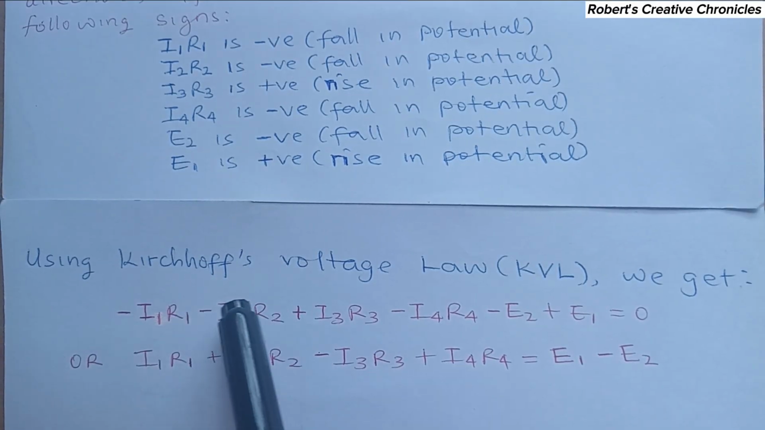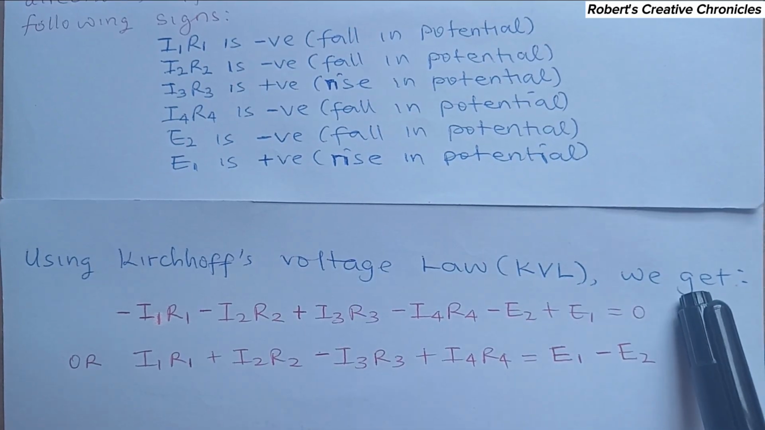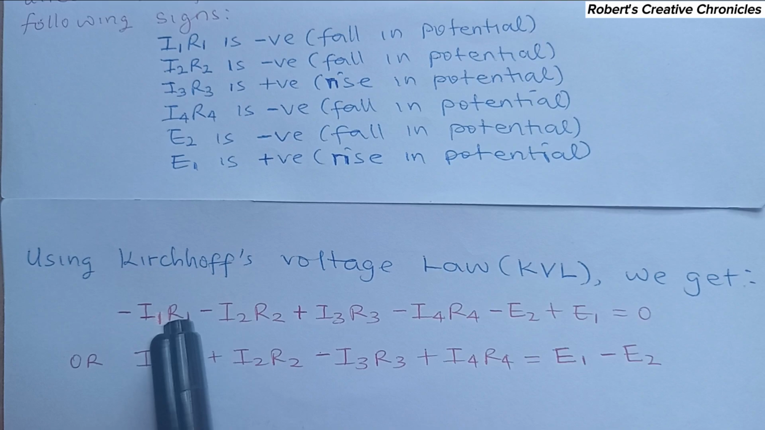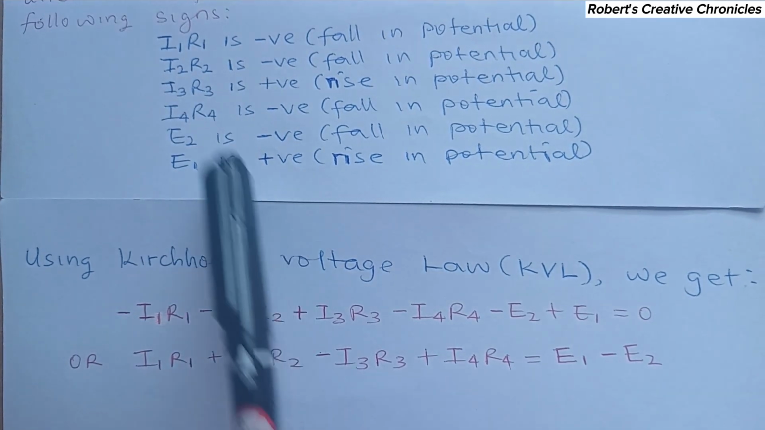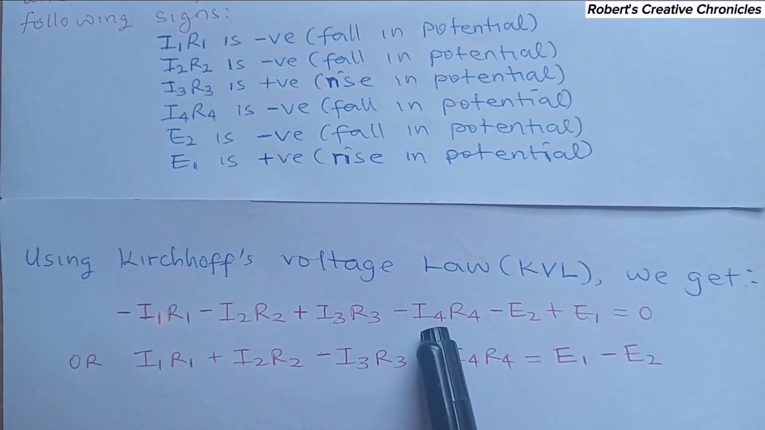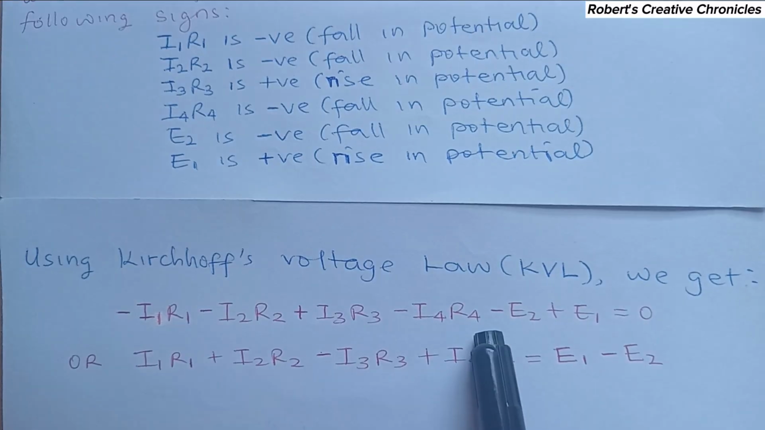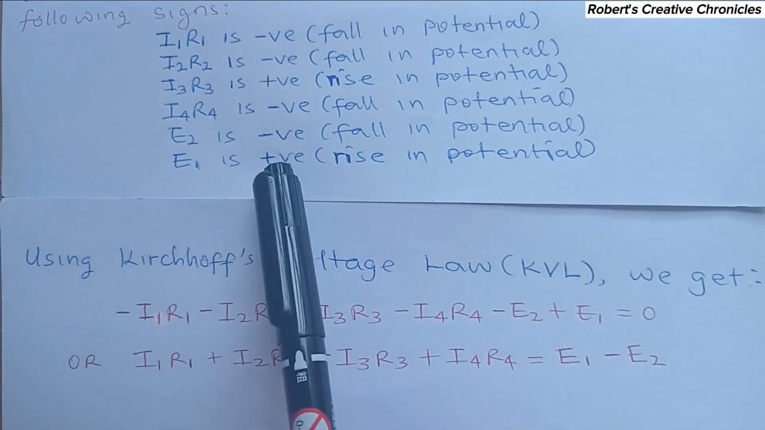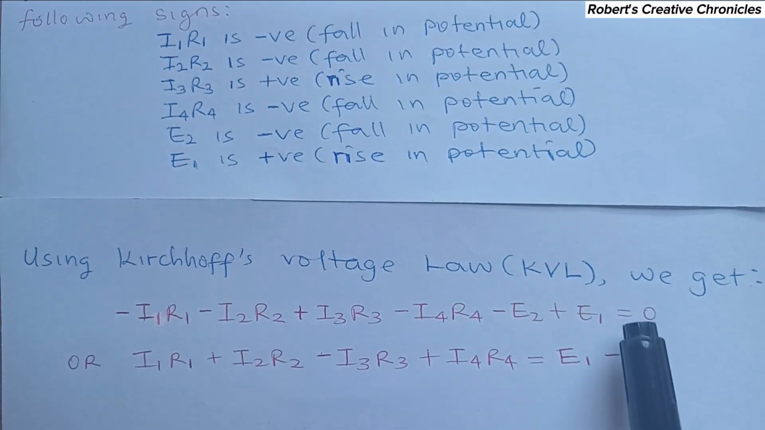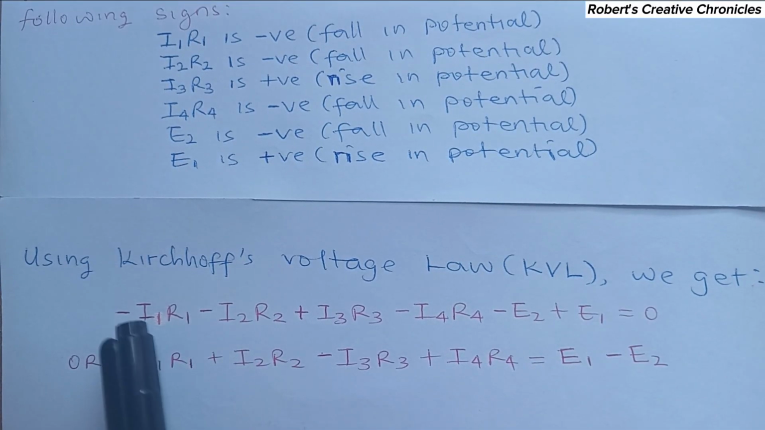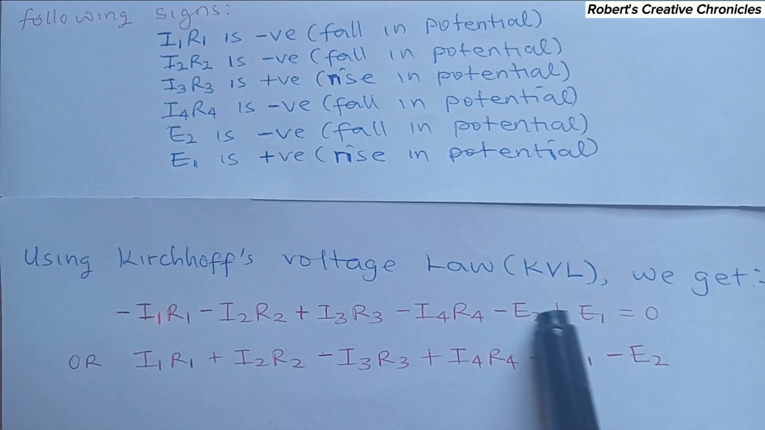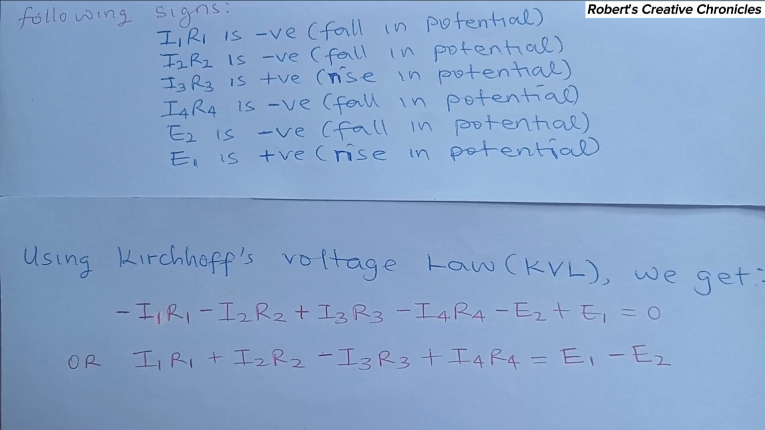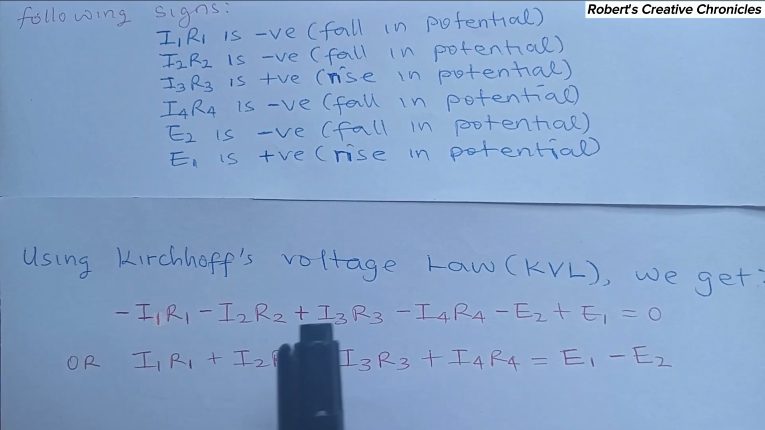So using Kirchhoff's voltage law, that's KVL, you add everything. You assign negative I1 R1, negative I2 R2, positive I3 R3, negative I4 R4, negative E2, then positive E1. So you assign the respective signs after you have analyzed it. Then the algebraic sum is equal to 0. Then you can multiply by negative, then move these two to the other side, or rearrange it anyhow. You can also leave it the same. So this is how you apply KVL to a circuit.